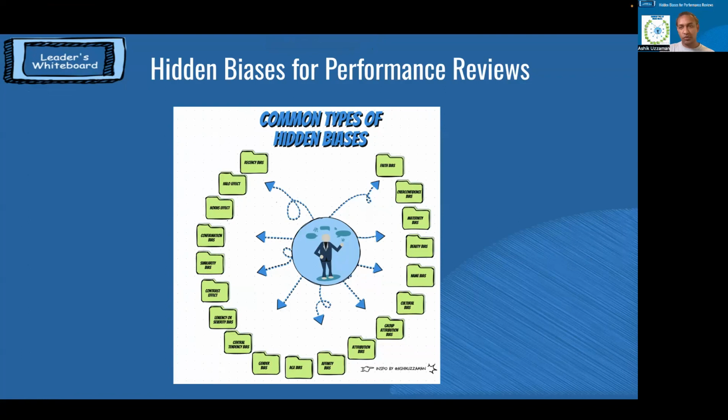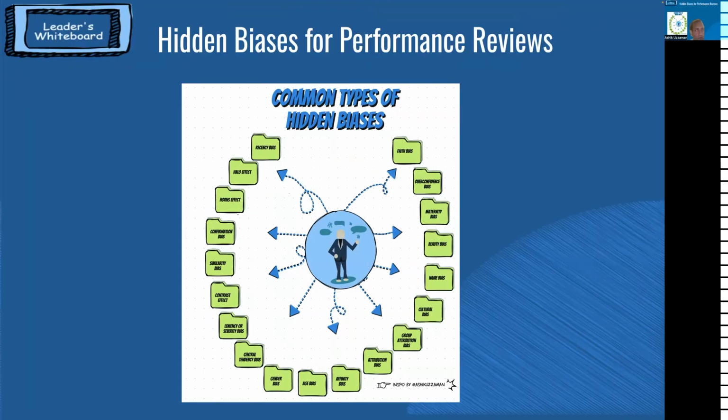Some of those, just to wrap our head around before we go deep into it: recency bias, halo effect, horns effect, confirmation bias, similarity bias, contrast effect, leniency or severity bias, central tendency bias, gender bias, age bias, faith bias, affinity bias, attribution bias, group attribution error, cultural bias, name bias, beauty bias, maternity bias, overconfident bias.